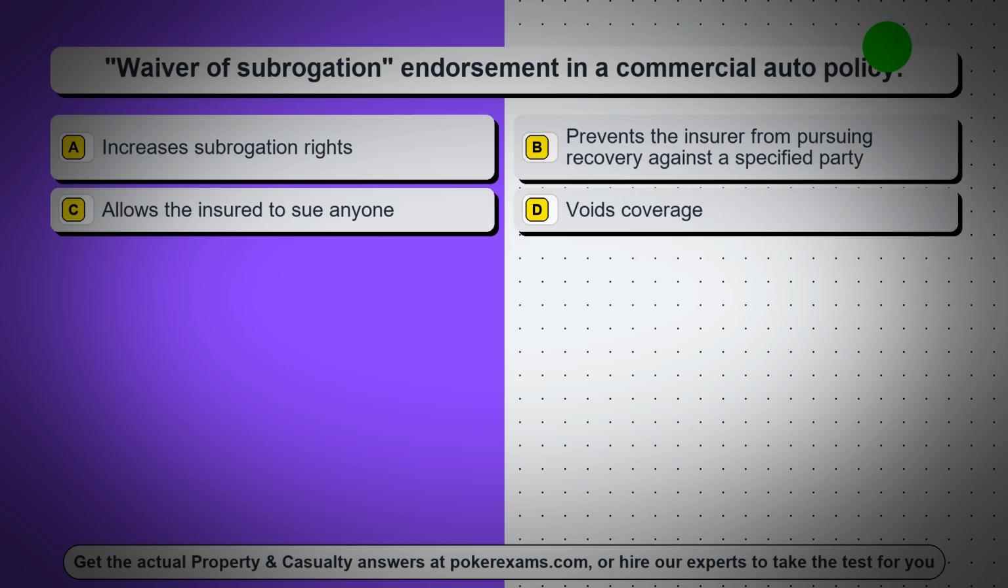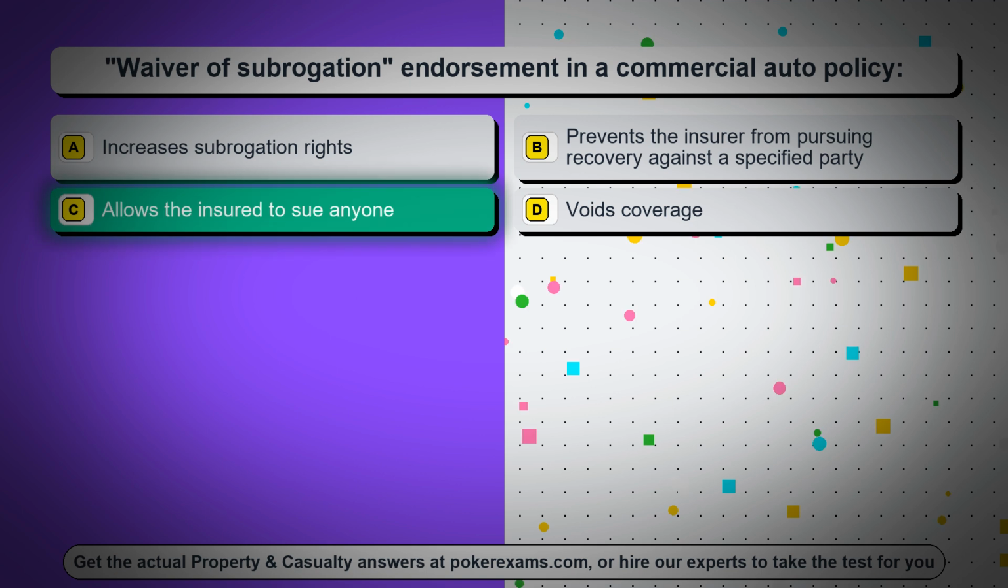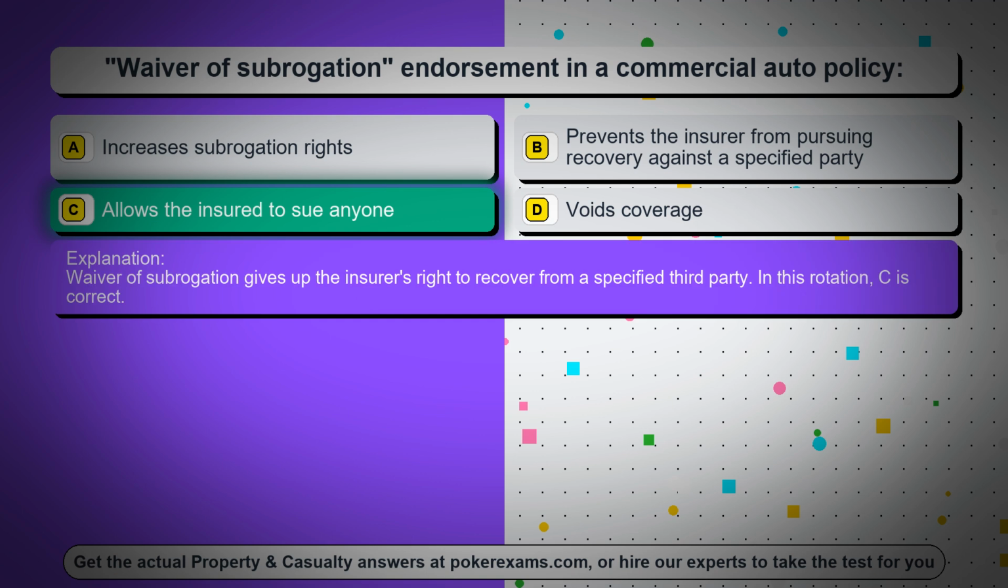Question 41. Waiver of subrogation endorsement in a commercial auto policy. Option A, increases subrogation rights. Option B, prevents the insurer from pursuing recovery against a specified party. Option C, allows the insured to sue anyone. Option D, voids coverage. The correct answer is option C, allows the insured to sue anyone. Waiver of subrogation gives up the insurer's right to recover from a specified third party. In this rotation, C is correct.